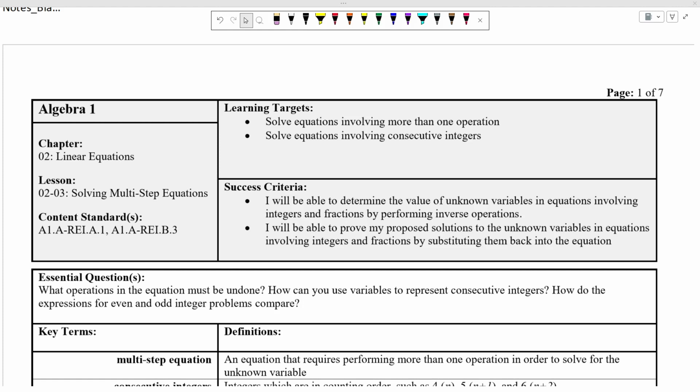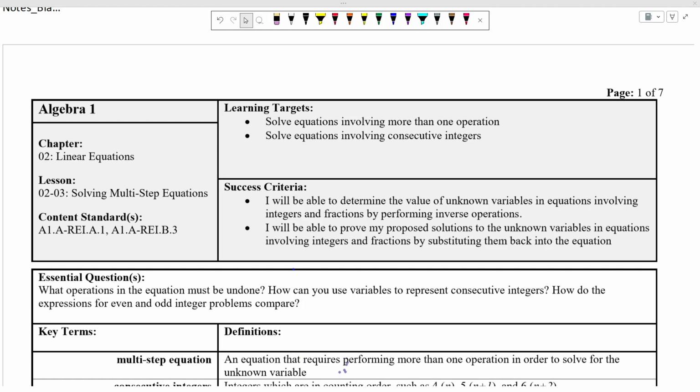So today's learning targets are as follows. We are going to solve equations involving more than one operation. Additionally, we are going to solve equations involving consecutive integers. Now, you will know that you are successful when you are able to determine the value of unknown variables in equations involving integers and fractions by performing inverse operations. Also, you will know you are successful when you are able to prove your proposed solutions to the unknown variables in equations involving integers and fractions by substituting them back in to the equation.